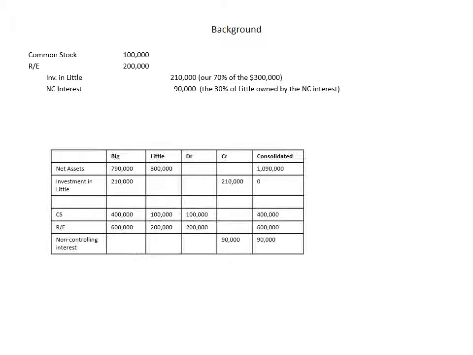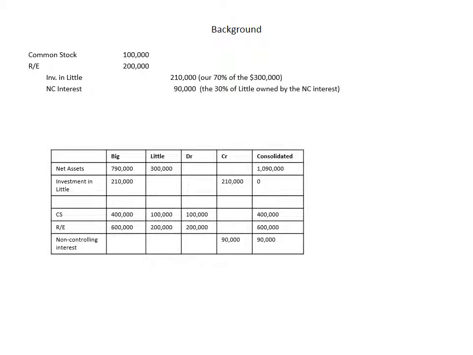So again, for our S entry, or as the textbook refers to it, a combined R and E entry, we eliminate the subsidiary's beginning of period owner's equity accounts. We eliminate our beginning of period investment account. Again, we paid $210,000. And we create this new equity-like account called non-controlling interest. And again, that represents 30% of Little's total value at the beginning of the year, $90,000 in this case.